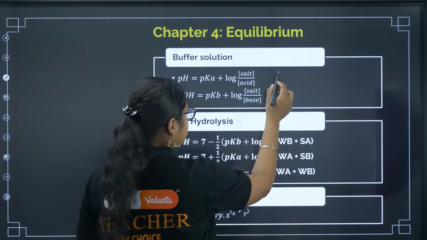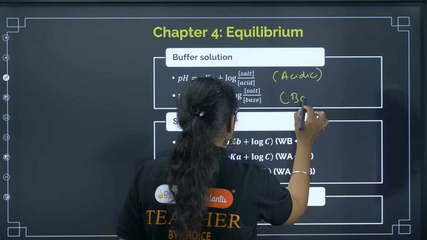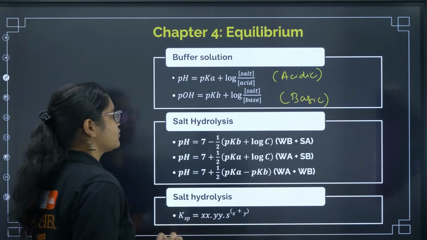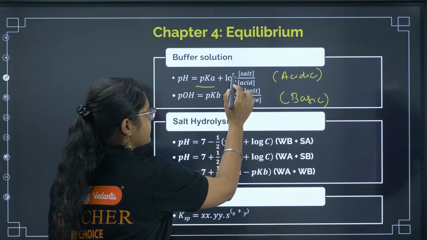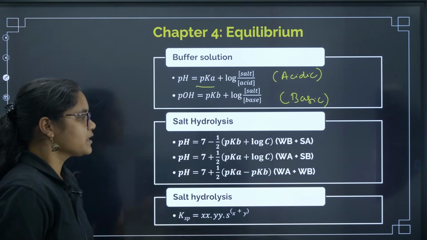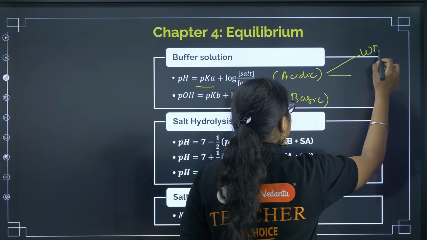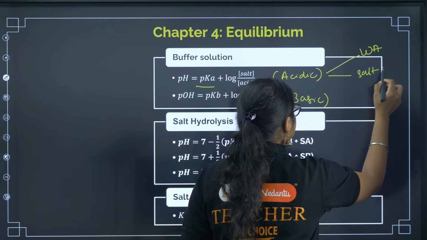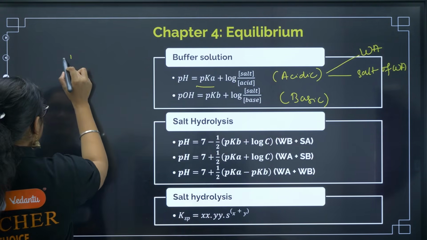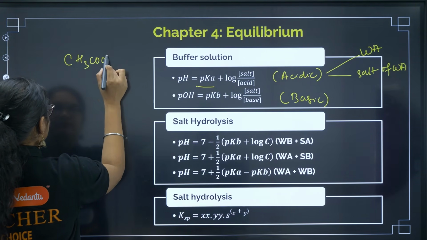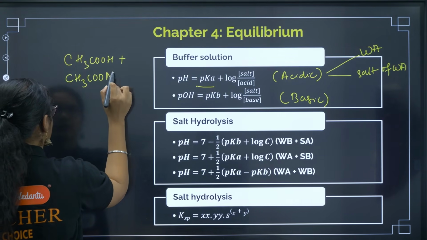Buffer solutions are of two types, we know. One is acidic buffer and another is basic buffer. For acidic buffer, the formula for pH is pKa plus log of concentration of salt by concentration of acid. Now what is that acidic buffer made up of? An acidic buffer is made up of a weak acid and a salt of the weak acid, right? For example, CH3COOH, this is a weak acid, and its salt, that is CH3COONa, right?